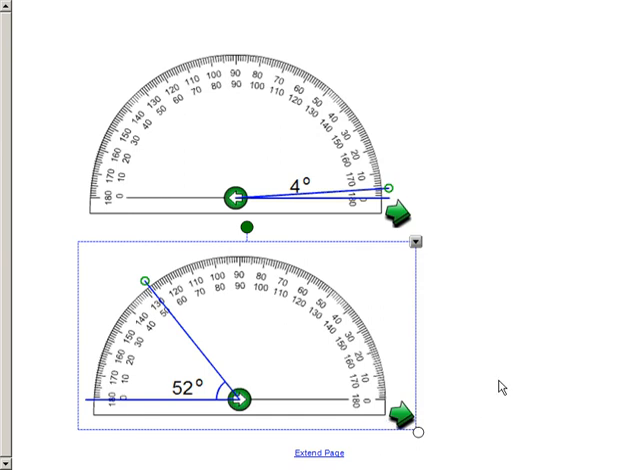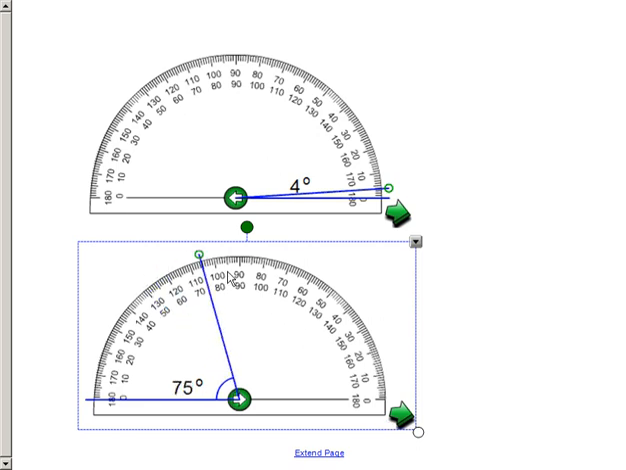A good rule of thumb is to look at your angle and decide, is it acute or obtuse? Because then this will help you decide which scale you're going to be looking at. When we look at this angle, we can see it's acute. So we know that we're going to be looking at this inner scale, 50 degrees, rather than that outer scale, 130 degrees. We know it is not that much.